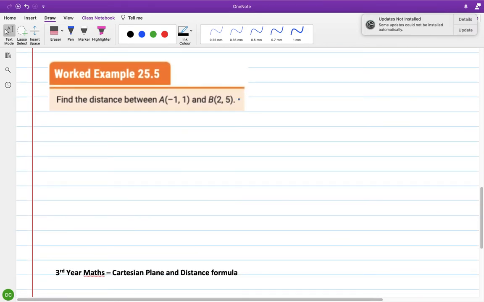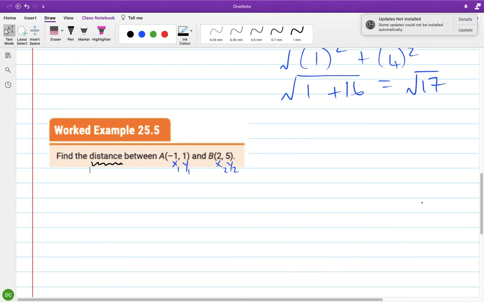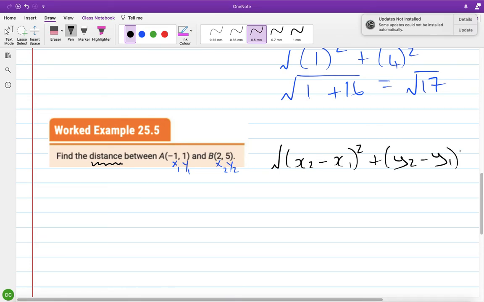Okay, try another one. So first thing you do is you label it. So this is x and y and x and y. These are your ones, these are your twos. Next thing is it's asking for the distance formula. So you go to your table book. You remember that distance and length are the same thing. And you write down your formula. Okay, so the square root of x2 minus x1 squared plus y2 minus y1 squared. Now you just put the right number in the right place.